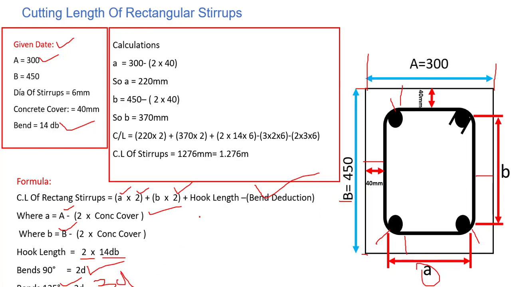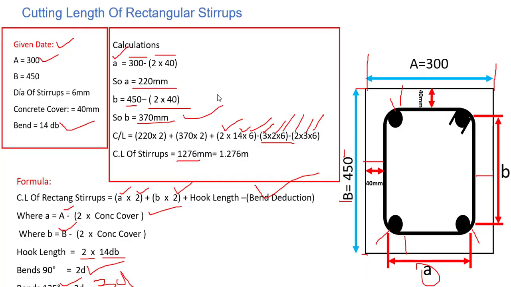Now next to it, let's put the values over here. If we find out a, total large A minus 2 into concrete cover, so a is equal to 220, and for b, 450 minus 2 into concrete cover, we have concrete cover at both ends, b is equal to 370. So for the cutting length formula, it is a into 2, that is 220 into 2, plus b into 2, 370 into 2, plus the hook length, and we have two hooks, 2 into 14 D, minus the bend deductions. We have 3 bends for 90-degree, 2D, and 2 bends for 135-degree, 3D. So the cut length of the stirrup will be equal to 1276 millimeter, that is 1.276 meter.